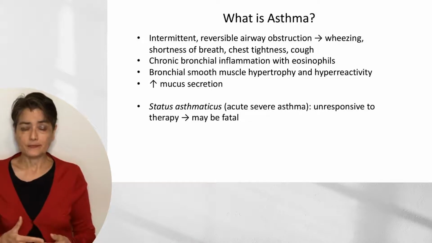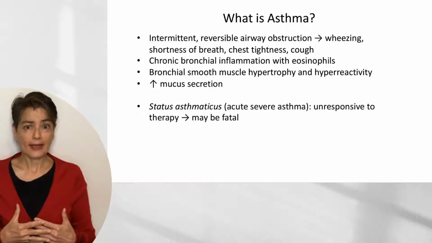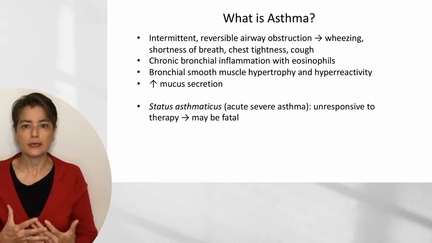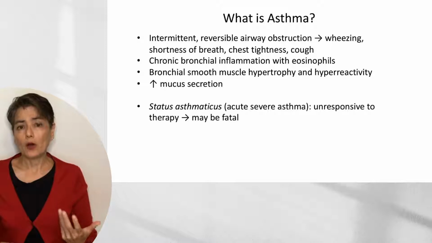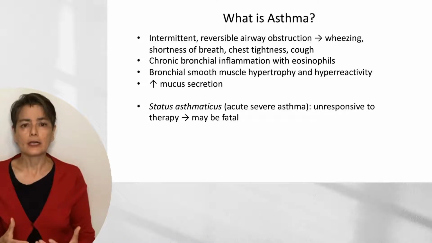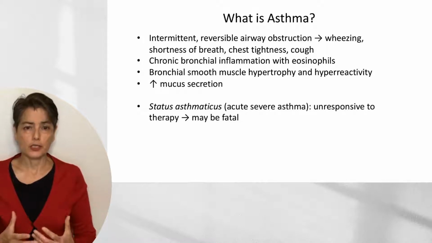So what is asthma? It's intermittent reversible airway obstruction, which is characterized by wheezing, shortness of breath, chest tightness, or cough. I am someone who does have asthma, and I can attest to that feeling of wheezing and chest tightness, that inability to fully oxygenate. What we also will see with asthma is chronic bronchial inflammation with abundant eosinophils. And in response to asthma, over the long term, we're going to get bronchial smooth muscle hypertrophy and hyperreactivity and increased mucus secretion. And we will end up with something called airway remodeling, which I'll show you an example of later.